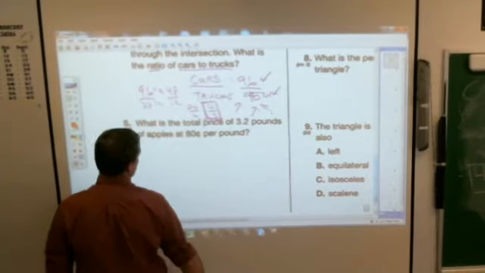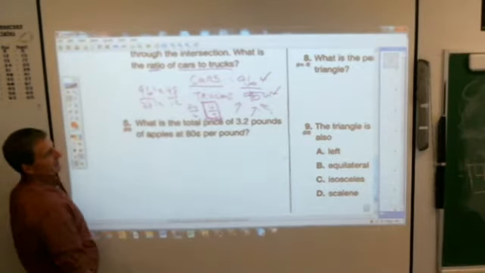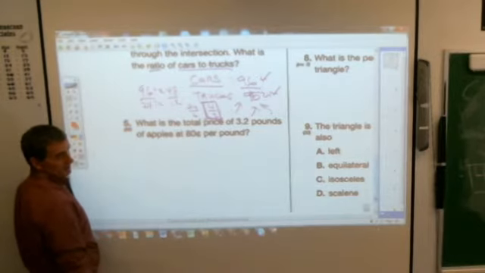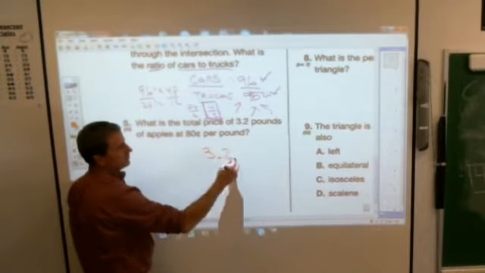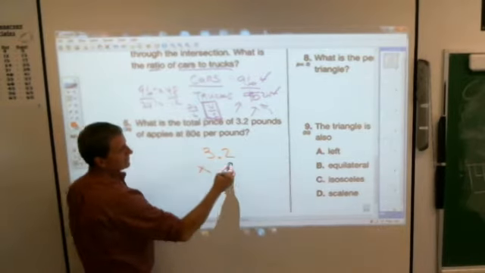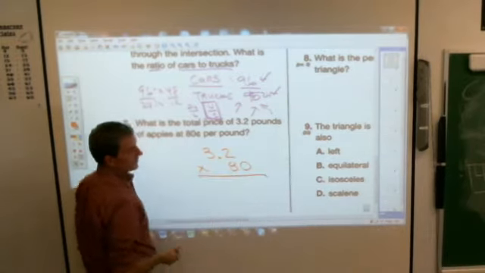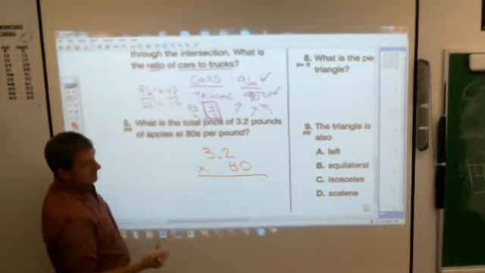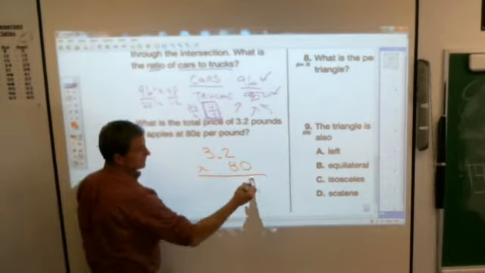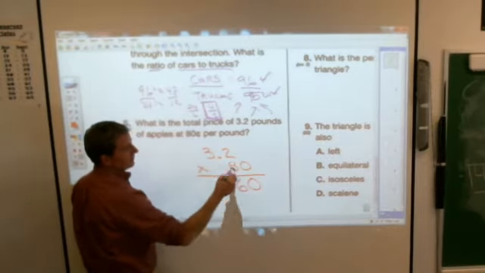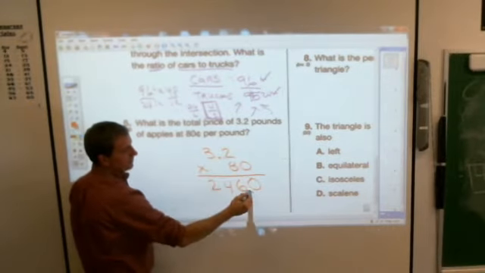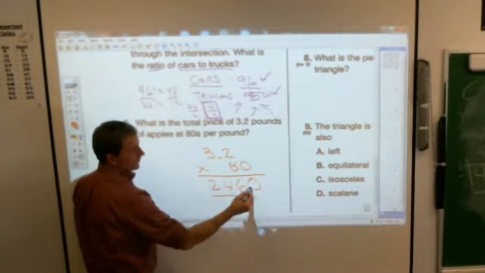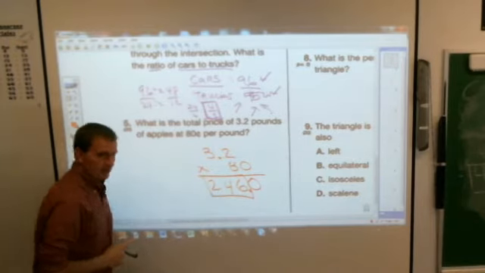This one is also, what is the total price of 3.2 pounds of apple at 80 cents per pound? What type of problem is this? Did you multiply it? All right, so it is 3.2 pounds times 80 cents per pound. You gotta remember though, your answer is gonna be in cents and it's gonna need to be changed in dollars. So you bring down the 0, 8 times 2 is 16, 8 times 3 is 24. How many decimal places is there? Just 1. So it is 246 cents.